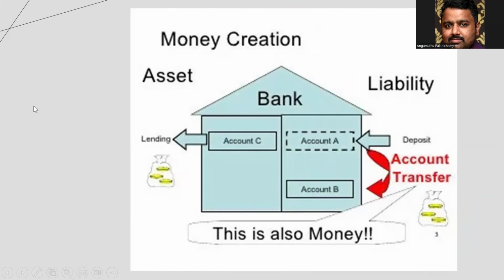Basically, customers deposit money into their account, either in the form of a deposit or in a savings account. For the money in the deposit, the bank gives interest to the customer, and then the bank has to make money out of that deposit. So that deposited amount is given as a loan to customers. That is the lending process.